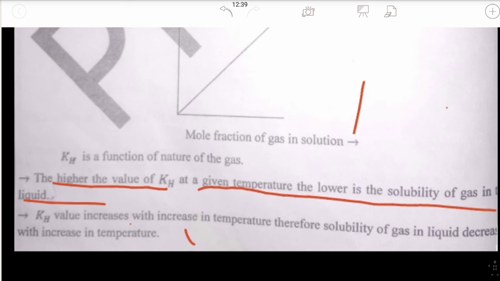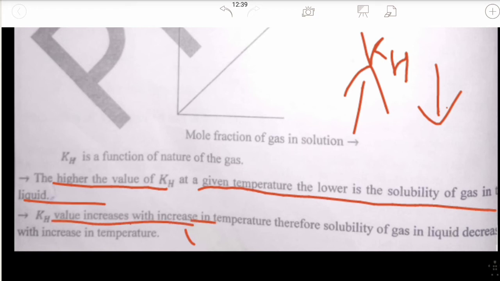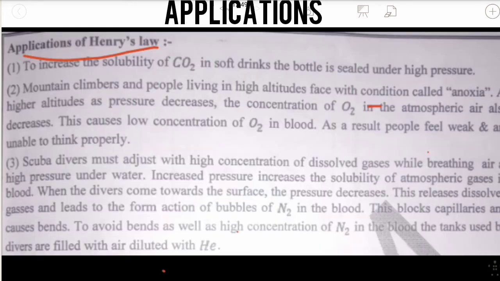When the value of KH is high at a given temperature, the solubility will be lower. The KH value increases as the temperature increases. Therefore, the solubility of a gas in a liquid decreases with an increase in temperature.